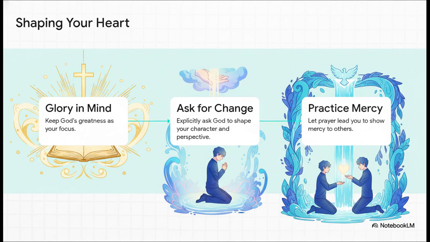So how do we live this out? How do we build this structure? Again, 3 key actions. 1. Always pray with God's glory in mind. Keep His greatness as your primary focus. 2. Be bold and ask for change. Literally, ask God to shape your character and give you His perspective on things. And 3. Practice forgiveness. Let your time in prayer actually lead you to show mercy to others.